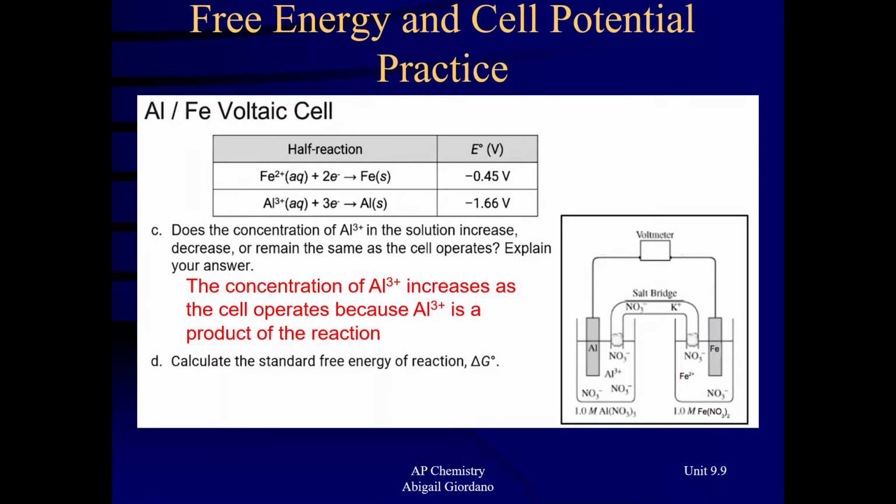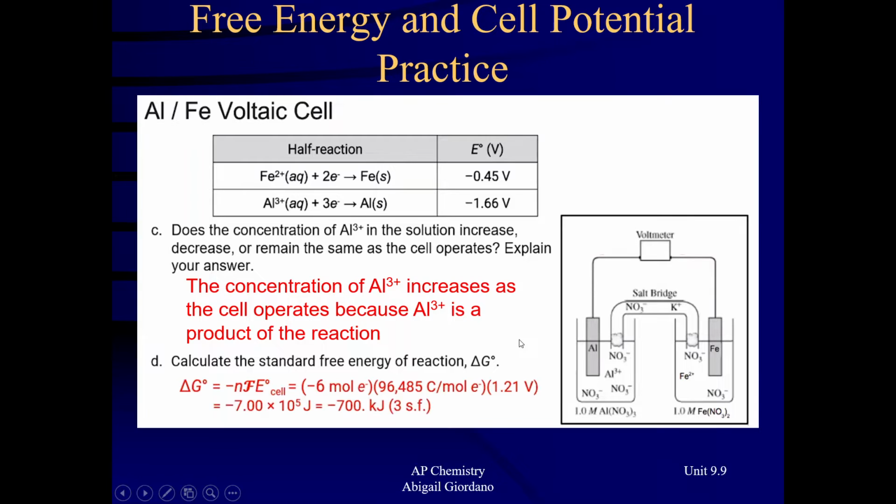Part D asks us to calculate Gibbs free energy. Well, guys, we're using that equation, that new equation that we just learned. Okay, and here it is. Let's just review. That lowercase n, that is the number of moles of electrons that we canceled out when we added the two half reactions together. F is Faraday's constant, and that capital E is, of course, the cell potential we calculated in letter B.